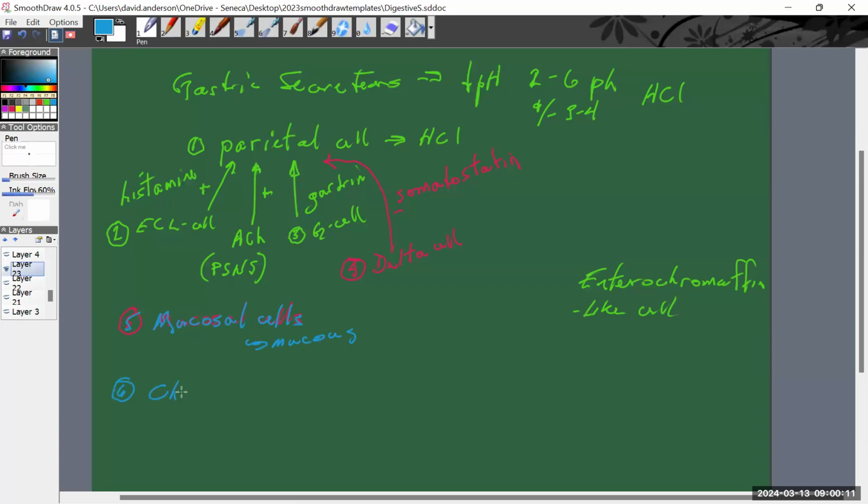And a number 6, so that was number 5, a 6th cell that we need to be aware of is called a chief cell. And the chief cell produces something called pepsinogen. And you know something about pepsinogen right away. What do you know about pepsinogen when you look at that word? It needs to be activated. That's right, it's not active. And you can probably guess what it's going to be called when it's active. Pepsin? Yep.